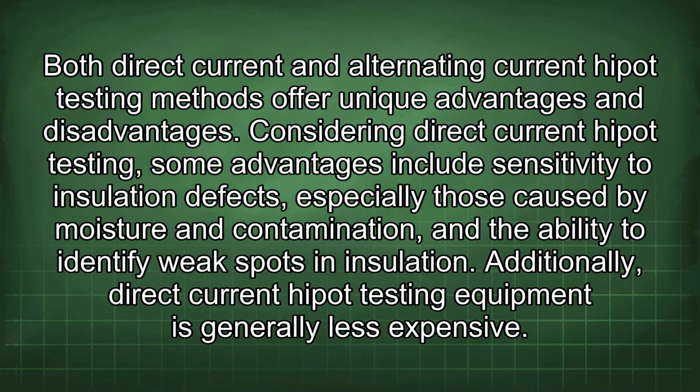Both direct current and alternating current Hipot testing methods offer unique advantages and disadvantages. Considering direct current Hipot testing, some advantages include sensitivity to insulation defects, especially those caused by moisture and contamination, and the ability to identify weak spots in insulation. Additionally, direct current Hipot testing equipment is generally less expensive.